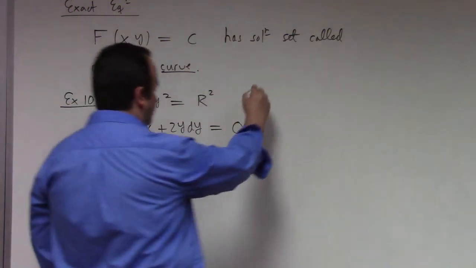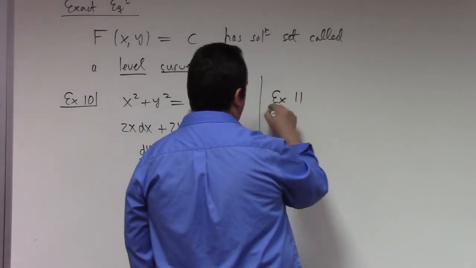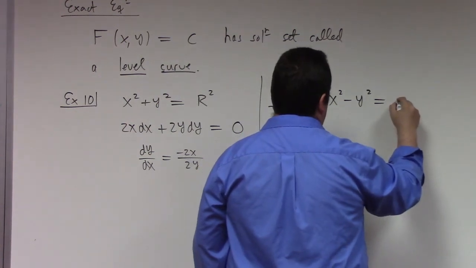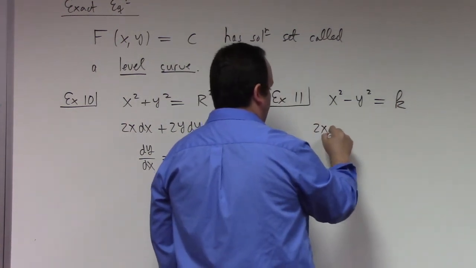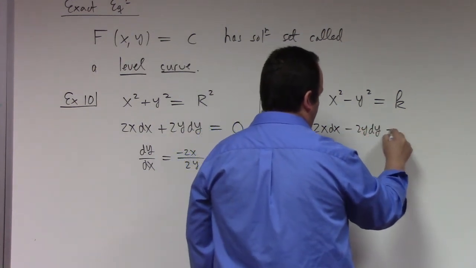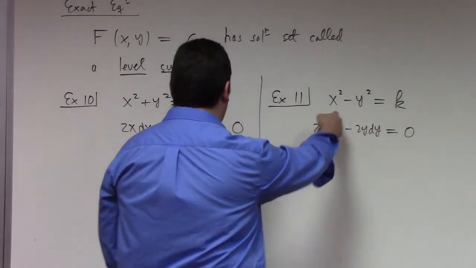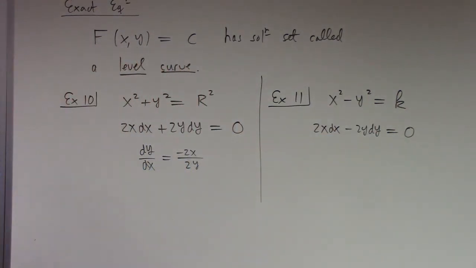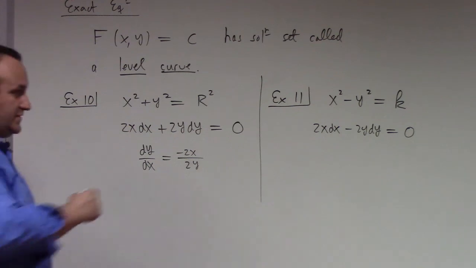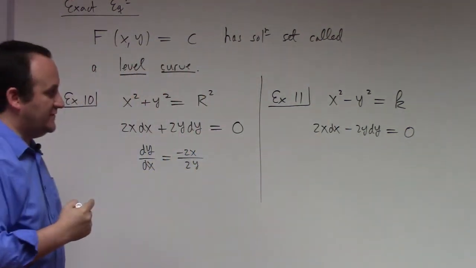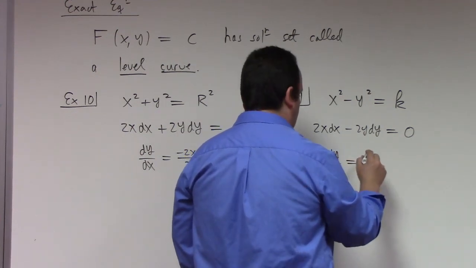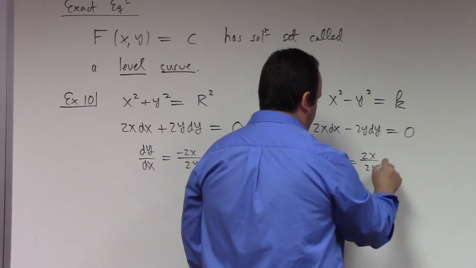Another example. If I had x squared minus y squared equal to some constant, right? Take the total differential. And so that level curve, the set of level curves, of course, these are hyperbolas, right? Or if you put k equal to 0, they're the lines y equals plus or minus x through the origin. But this level curve is, in fact, a solution to dy dx equal to what? We've got 2x over 2y.